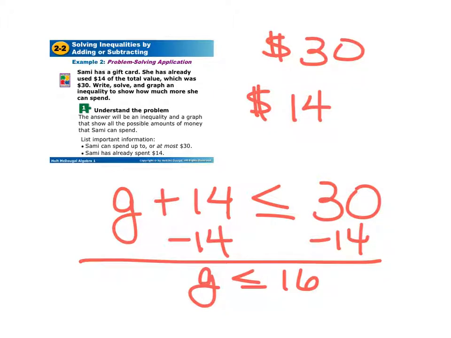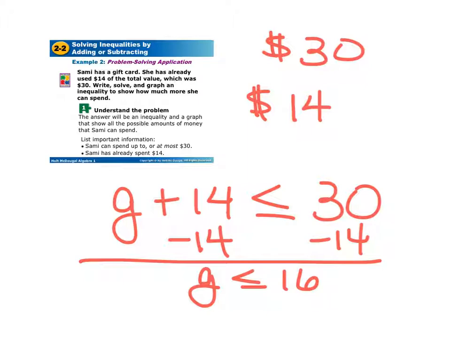So what does this tell you? G has to be less than or equal to 16. How much money could she spend? How much does she still have left to spend? Can she spend $17? No. Could she spend 16? Yes. Could she spend 15? Yes. 14? Yes. And so on. So she could spend $16 or less than that.